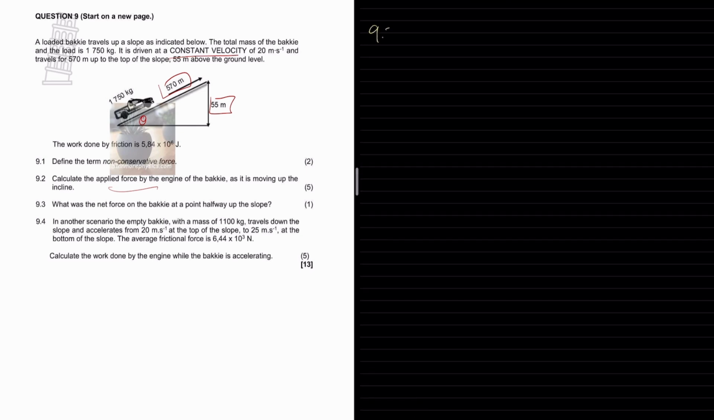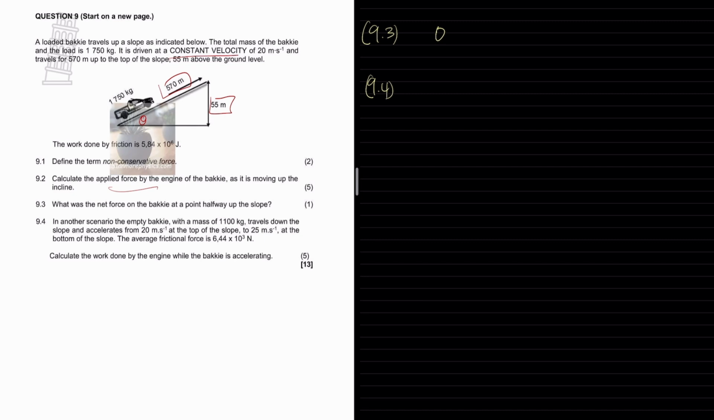Question 9.3. What was the net force on the bucky halfway up the slope? It was 0 because it's constant throughout. Question 9.4. In another scenario, the empty bucky with a mass of 1,100 kilograms travels down the slope and accelerates from 20 meters per second at the top to 25 meters per second at the bottom. The average frictional force is 6.44 times 10 to the 3 newtons. Calculate the work done by the engine while the bucky is accelerating.